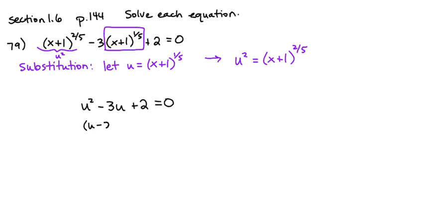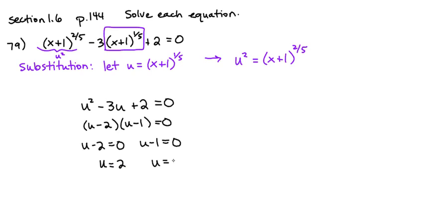Let's factor it into (u - 2)(u - 1). Set each factor equal to 0. Solve each one. And we're not quite done, though, because we need to substitute the variable expression (x + 1)^(1/5) back in to each. And we're still trying to solve for x.